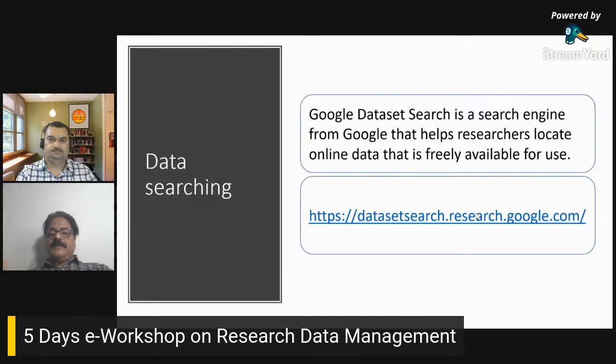Each repository has its own robust search mechanism. For example, Harvard has its own, Mendeley has its own, and Triad has its own. But Google Dataset Search is a platform where you can search most of these repositories. I think Google Dataset Search now indexes almost all repositories. So it's a kind of comprehensive dataset search. I have given the link here, so you can go and try these links and see how it works.